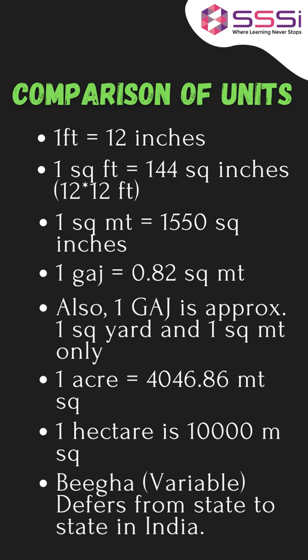1 acre is equal to 4046.86 square meters. 1 hectare is equal to 10,000 square meters. Biga is a variable unit which differs from state to state in India.